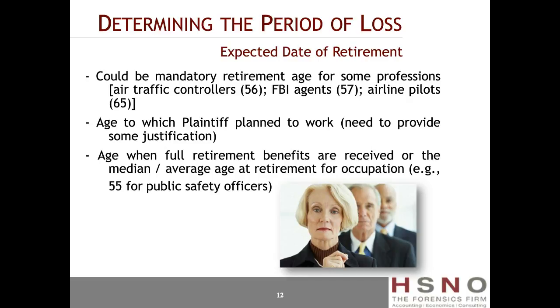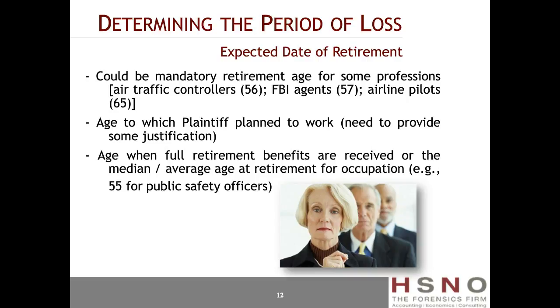Sometimes it can be the age to which the plaintiff planned to work, and you need to provide some justification for that. Maybe most people in that occupation retire in their early 60s, but they might have kids in college. They might have insufficient retirement savings and would have to continue to work for financial reasons. So you want to look into the specific case of your plaintiff to see how long they plan to work.